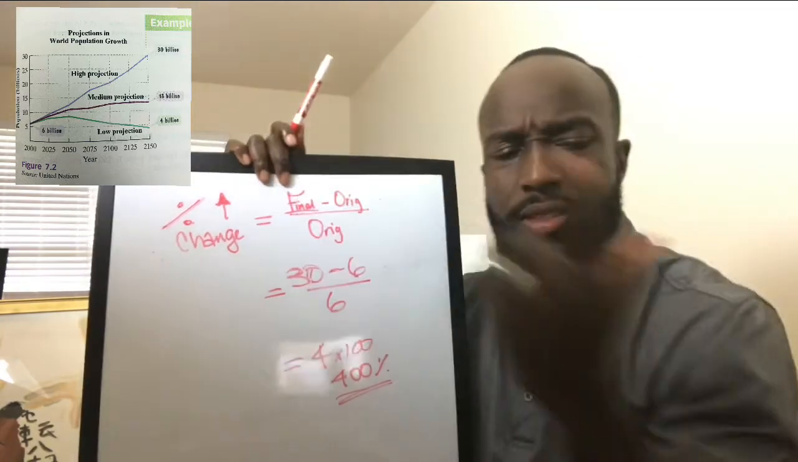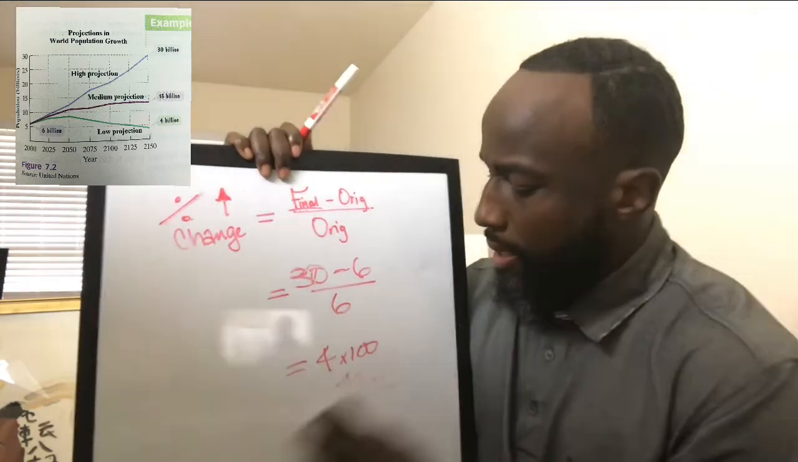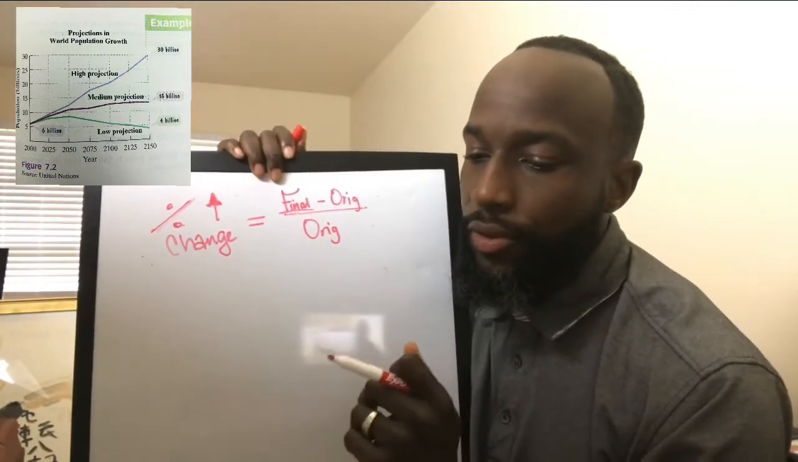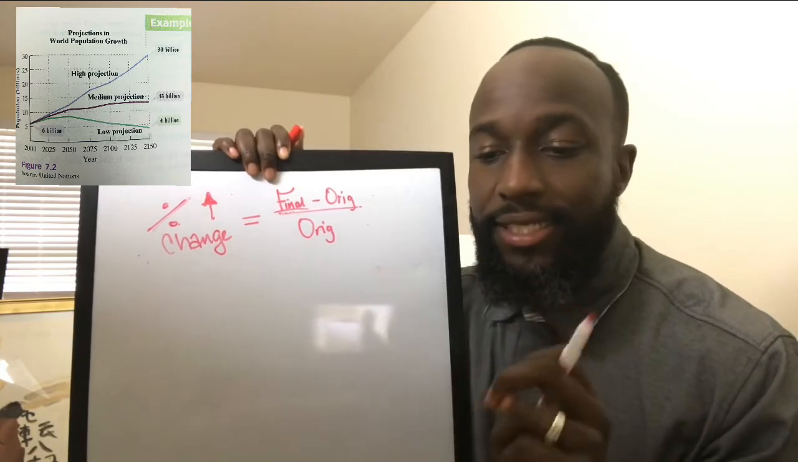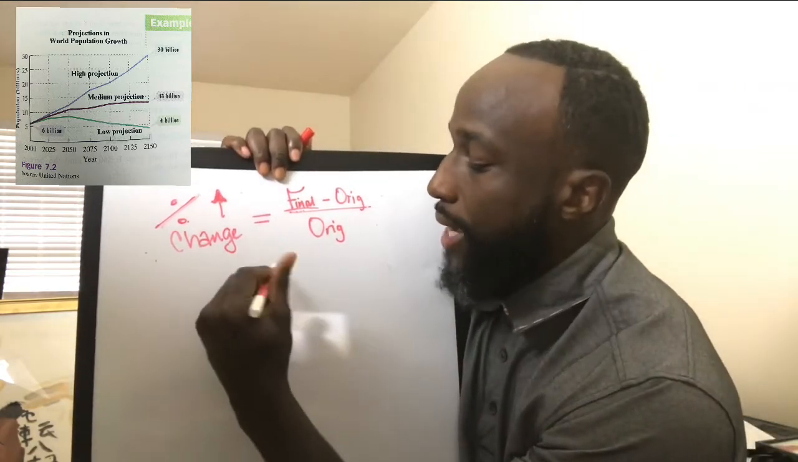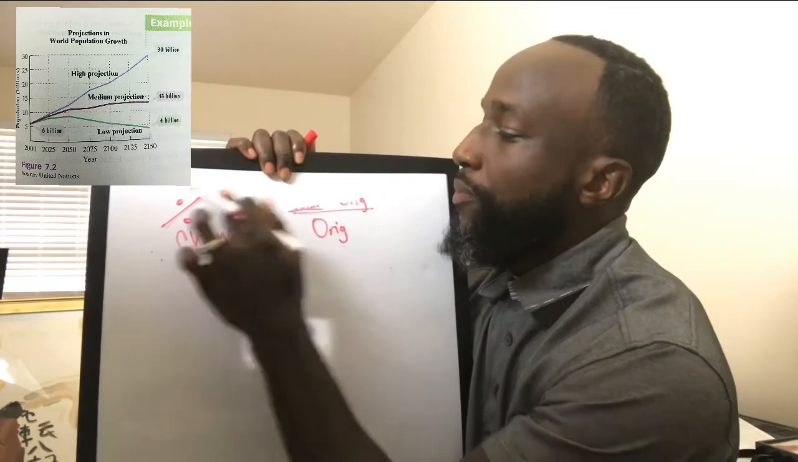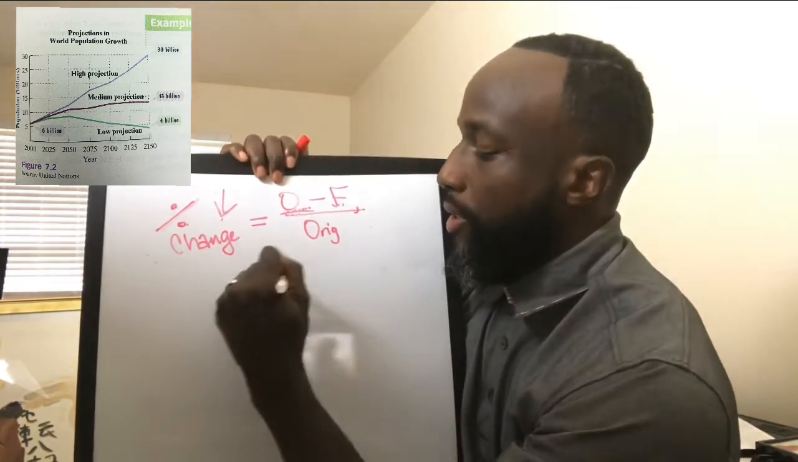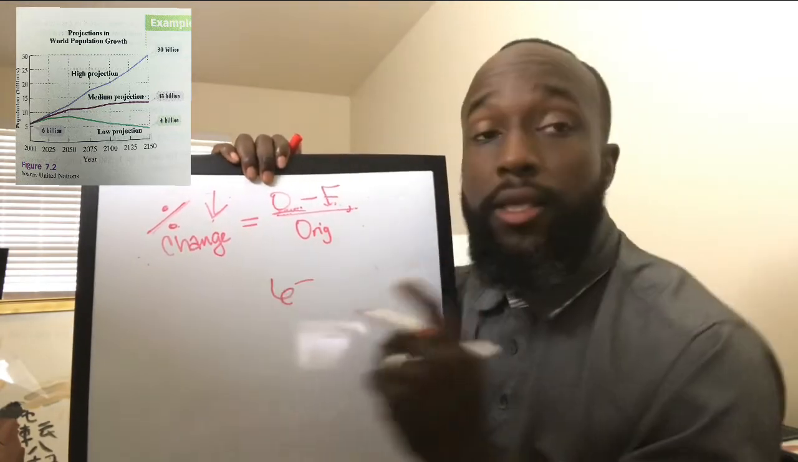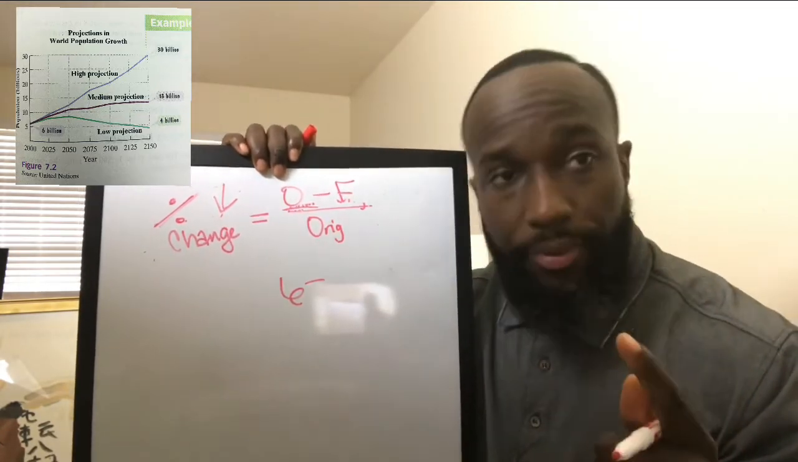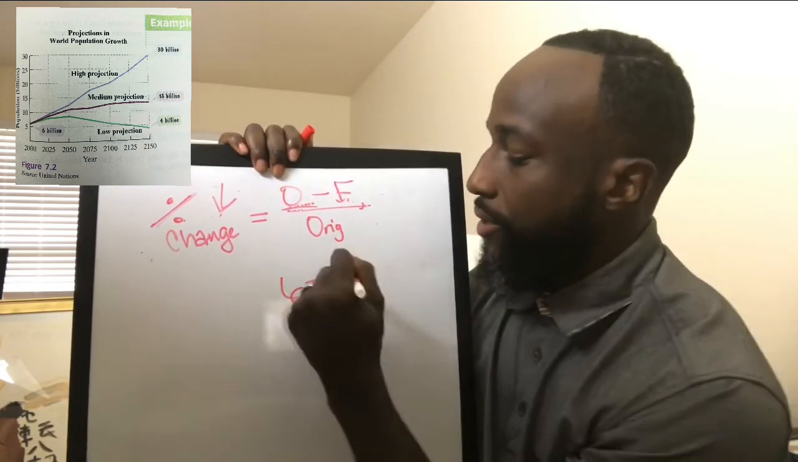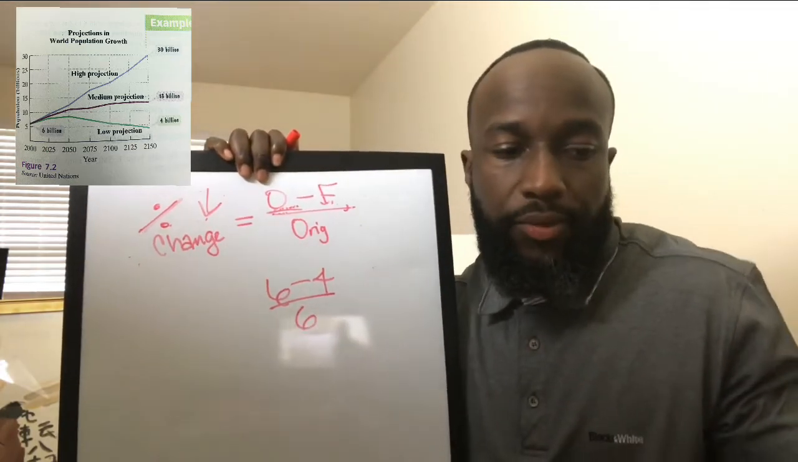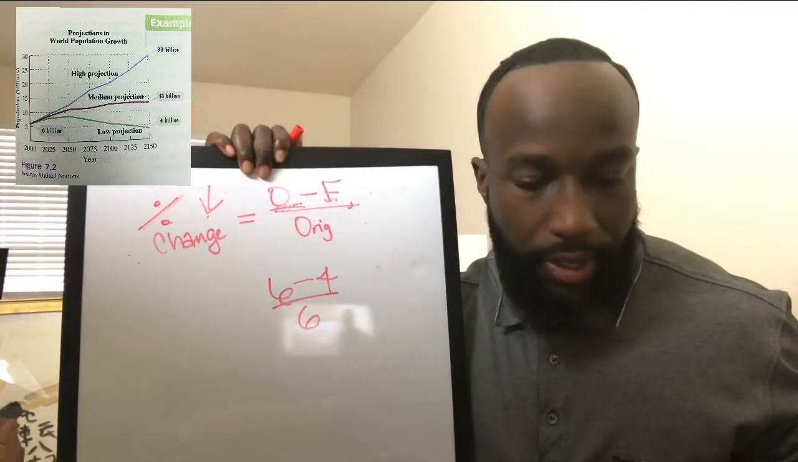Let's look at the percent decrease now, right? Using the percent decrease formula, we're going to look at the low projection data. They said that in 2000 you're going to have 6 billion, right? So for percent decrease, the formula goes original minus final. That's going to be 6 billion in 2000. The low projection says that it's going to be 4 billion in 2150. So it's going to be 4 billion all over the original, right? Let's look at this percent decrease. Here we go.